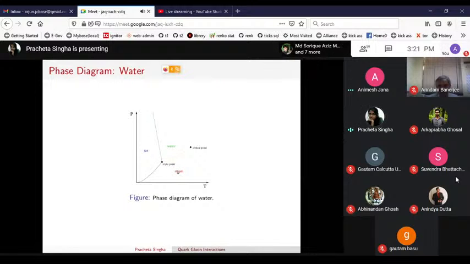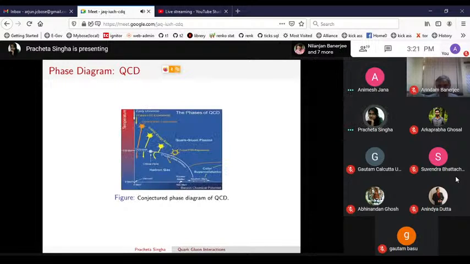Now, with this quick recapitulation, let me introduce to you another phase diagram where we have temperature along the y-axis and chemical potential along the x-axis. Among various phases shown here, I will only talk about this hadron gas phase and this quark-gluon plasma phase.